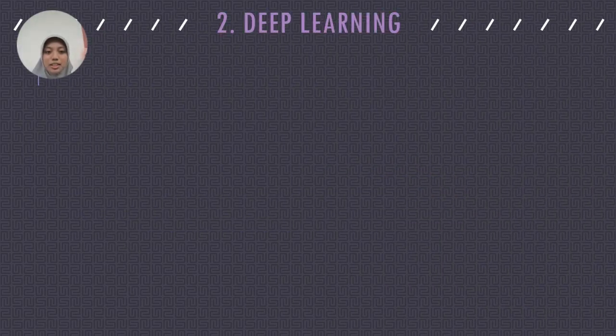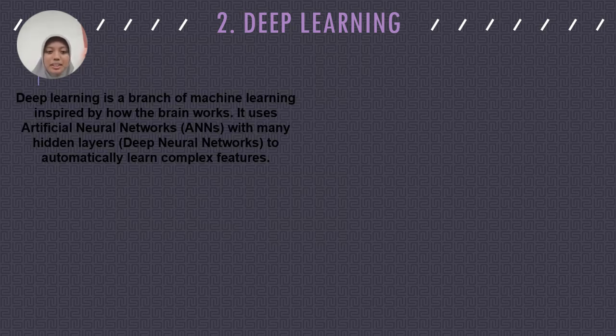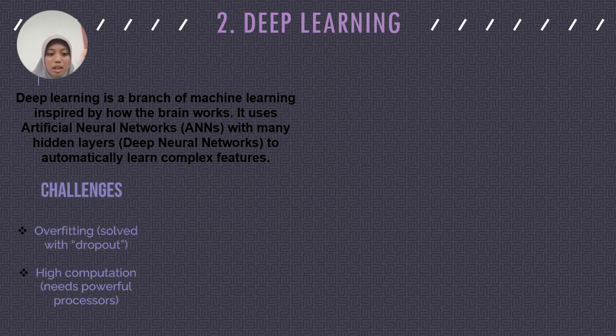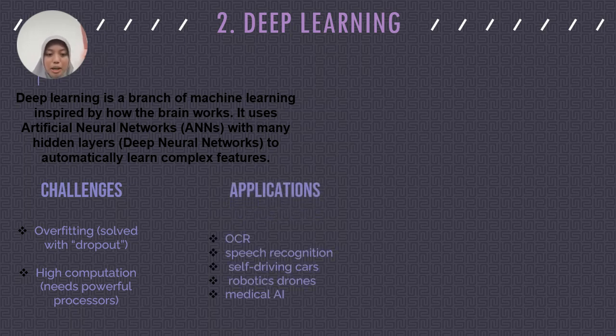So here's the second part of the article that I have summarized. Deep learning is a branch of machine learning inspired by how the brain works. It uses artificial neural networks, ANNs, with many hidden layers, DNN, to automatically learn complex features. The challenges of using deep learning are overfitting and high computation. For the applications, deep learning is used in OCR, speech recognition, self-driving cars, etc.